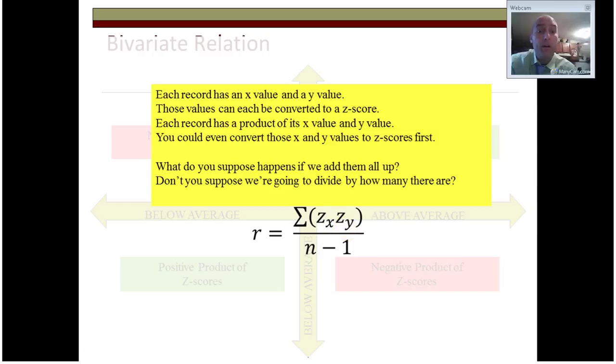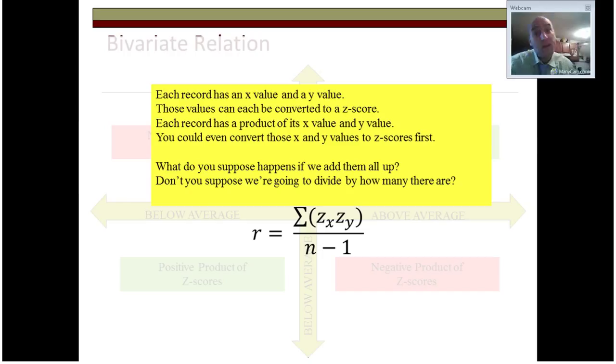For each record, we're going to take the z score of x times the z score of y, for each person, for each business, for each whatever. We're going to multiply the z scores together, and then we're going to add them all up. What we're not going to do is add up all the z scores for the x variable, then add up all the z scores for the y variable, and then multiply those together. You know why? Because that's always going to equal zero.